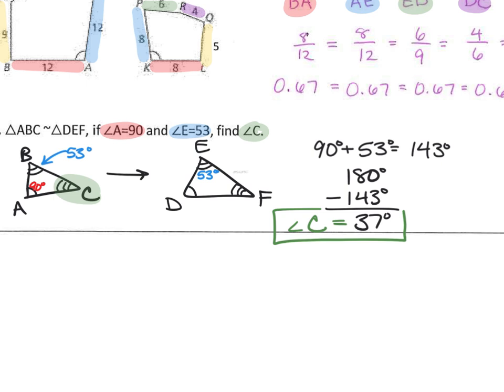So angles immediately similar means they're immediately congruent. Ratios of side lengths just become the same fraction when you reduce it.